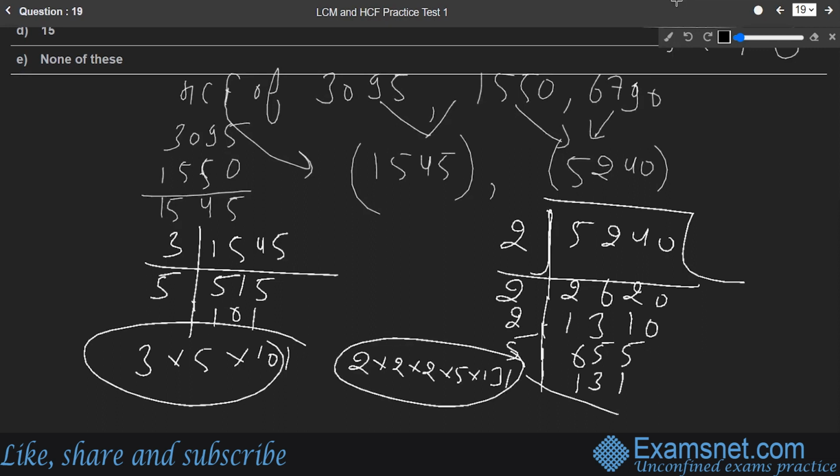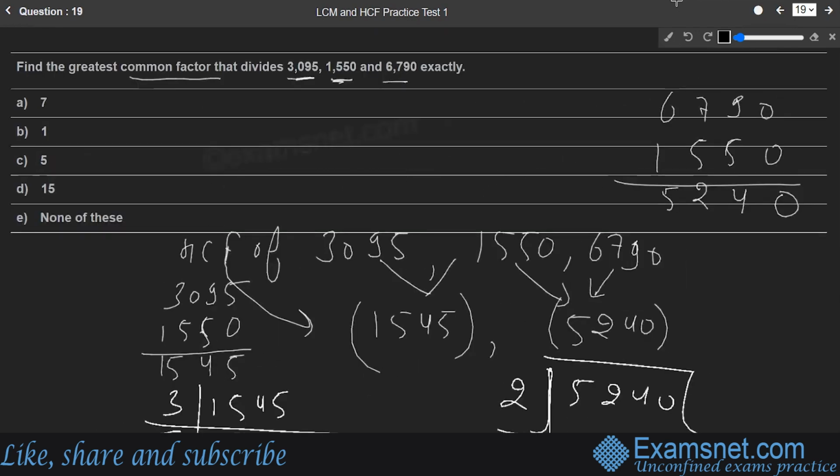These are the factors. We are supposed to find out the greatest common factor. So that is only visible as 5 in both the factorizations. So that is the greatest common divisor, which is 5. So that is the right answer. The HCF of these three numbers is nothing but option C, as 5 is the right answer.